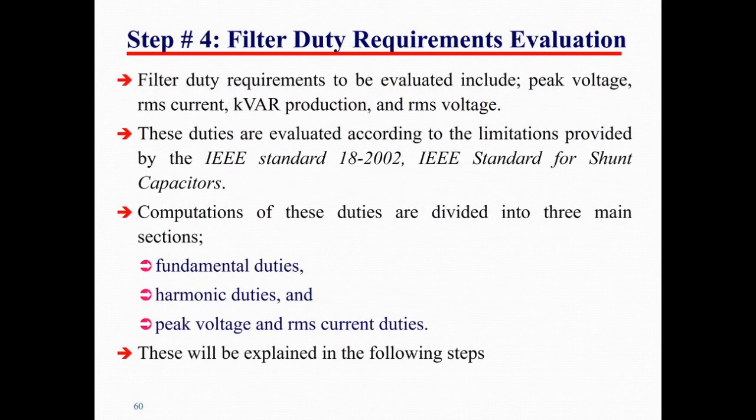Step number 4, we have to check the filter duty requirement evaluation. So we have to evaluate the filter requirement, which are, we should not forget, the root mean square voltage, the root mean square current, the kilovar, and the peak voltage. So those 4 elements need to be checked according to the standard, according to IEEE standard 18202. So we're gonna check the fundamental duties, the harmonic duties, the peak voltage, and root mean square.